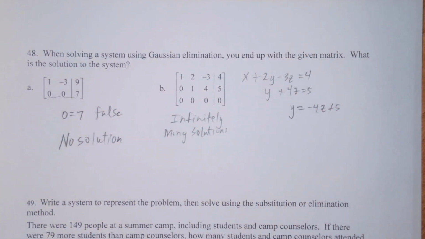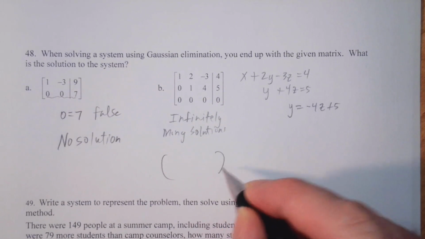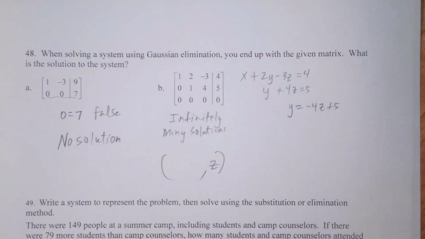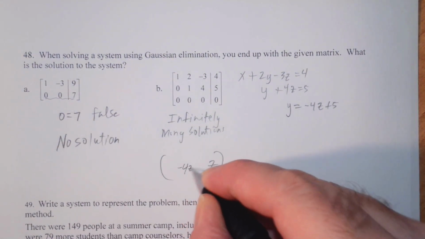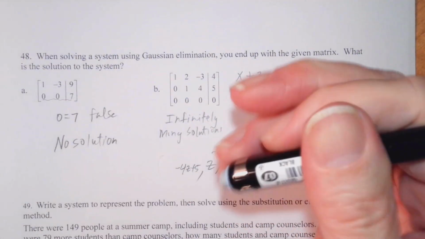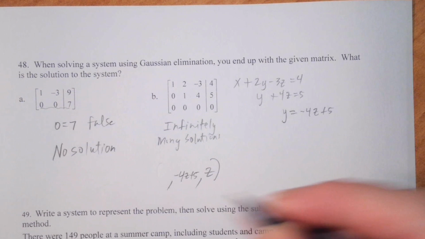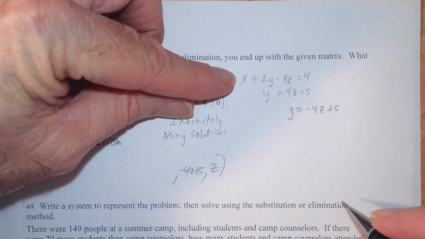So basically, if I let z be the z value, I'm actually going to say it's just z. I'm going to use one variable for all of these coordinates. Then I know the y value is negative 4z plus 5. And so I just need the x value in terms of z. And so how do I do that? Well, I can use this equation here.